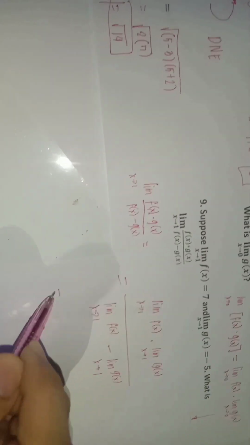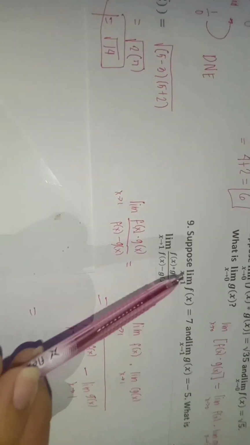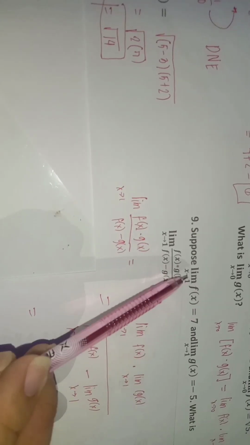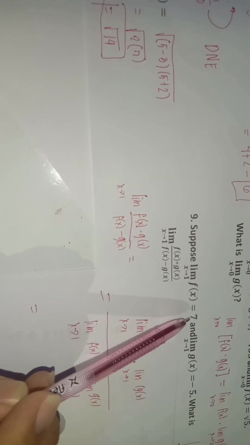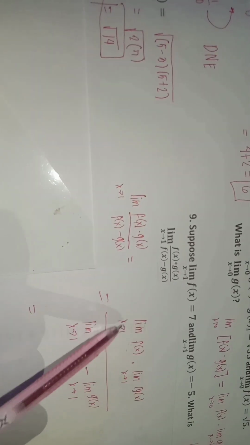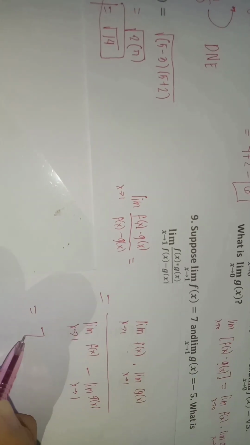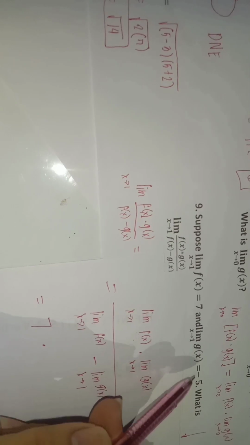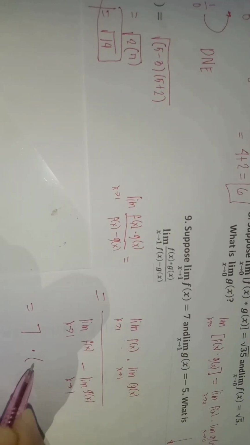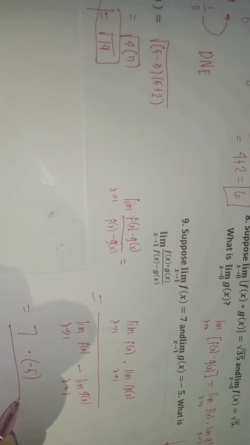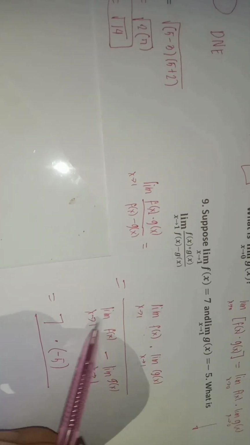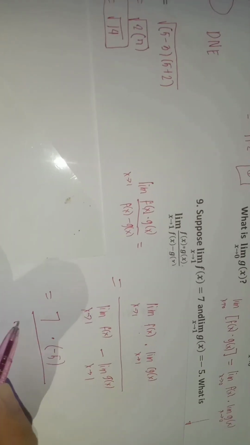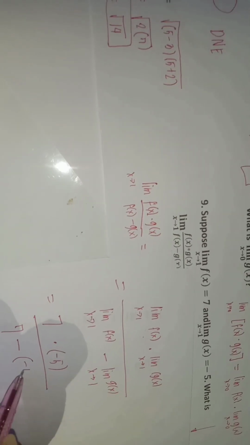Then, tingnan natin yung mga givens, isa-substitute natin. So lahat ng limit of f of x as x approaches 1 becomes 7. So ibig sabihin, the value of this is equal to 7 times, what is the value of limit of g of x? We have here negative 5. So we will multiply 7 by negative 5 over the limit of f of x again, which is equal to 7, minus the limit of g of x, which is negative 5. So ito na yung magiging sagot natin.